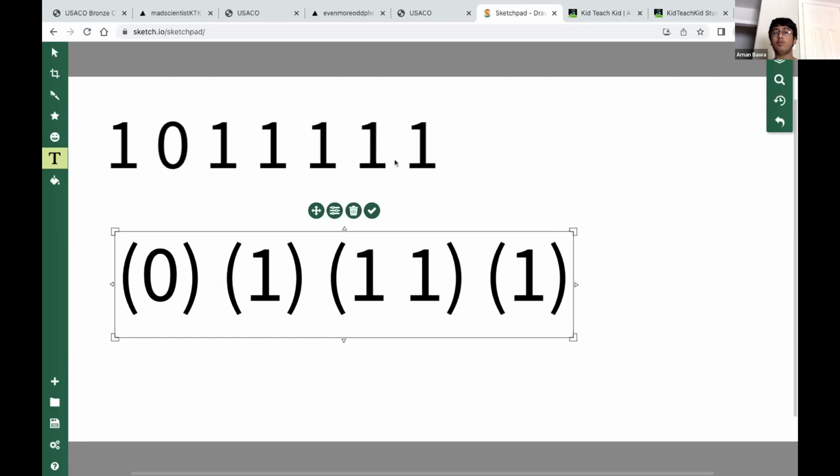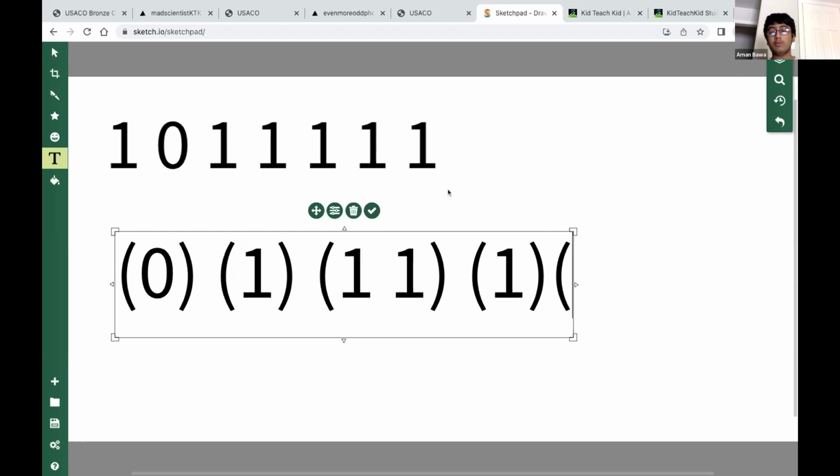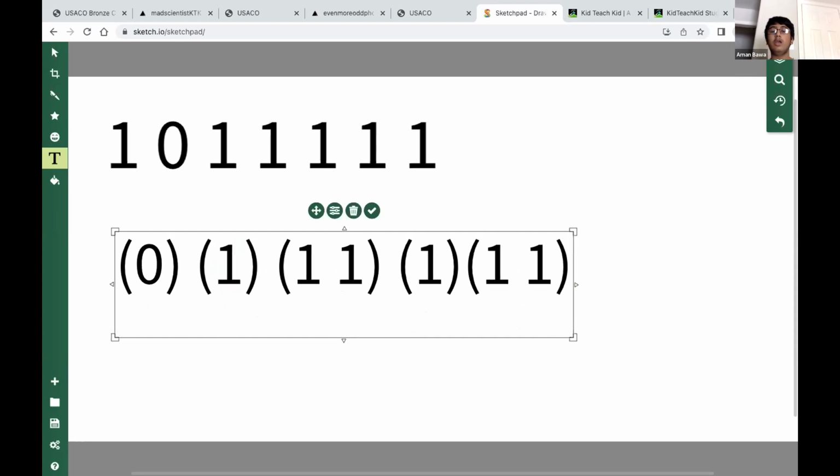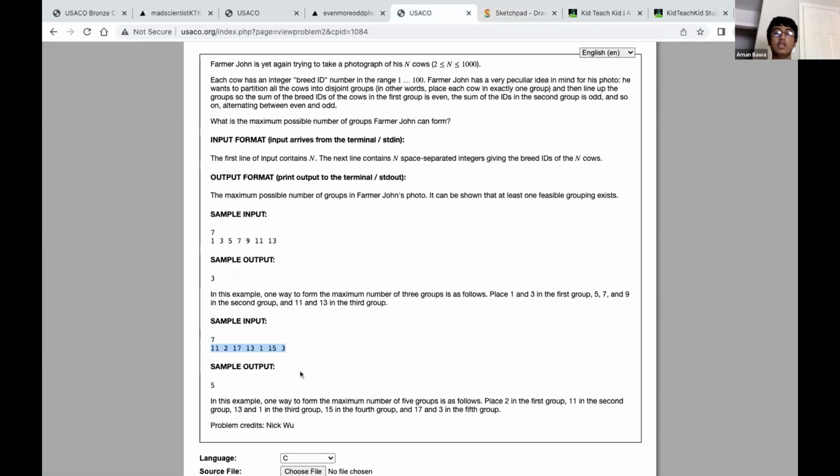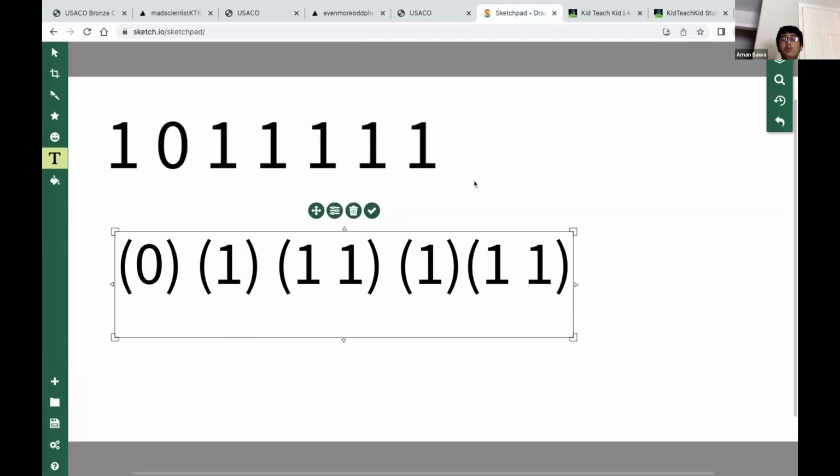And now in the fifth group, we've already used 1, 2, 3, 4, 5. We have 2 left, and we want to make an even group, so we can do that with 2 cows. And now we've made all the groups we can. We used up all the cows, and we're done. So our answer should be 5. That's exactly what it is here. So these were all cases where we had more odd cows than even cows.